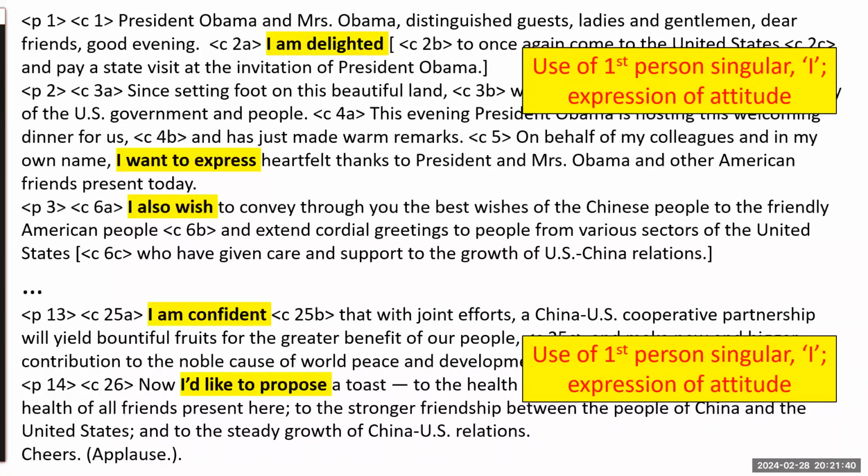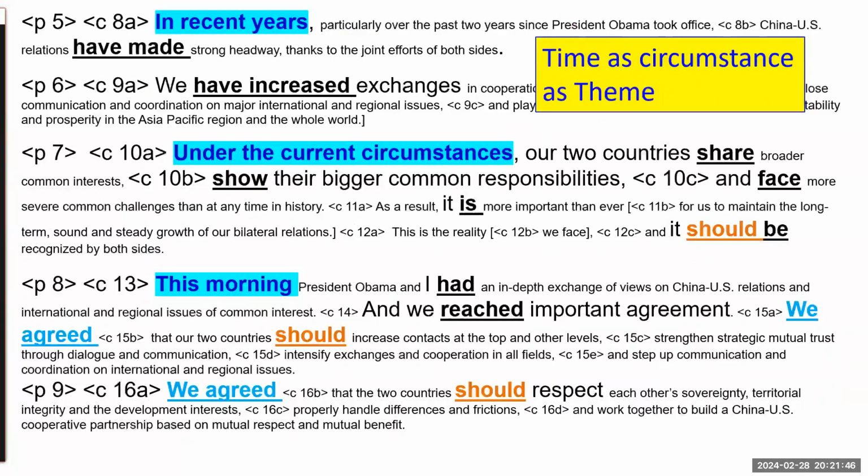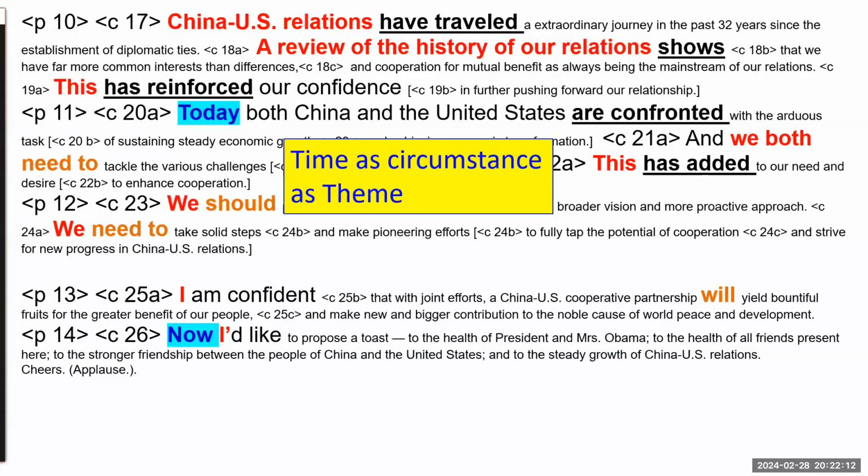Would you take a look at the text? What else do you see as being cohesive about the text? Time. Time as circumstance, as theme. In recent years, under the current circumstances, this morning. And so it lays it out in terms of a sequence of time. Today, now, time as circumstance, as theme. Well, that gives us a sense of the progression.